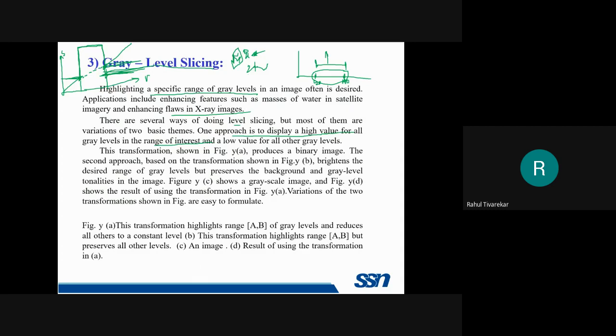So that all is discussed in this particular explanation. As you can see, what we saw on the next slide about all those four graphs, the discussion is shown. So figure A is the transformation highlighting a range. Figure B is the transformation highlighting range AB, but preserves all the other gray levels. That means it preserves the background. Figure C is the input image, and figure D is the result of using the transformation on it.